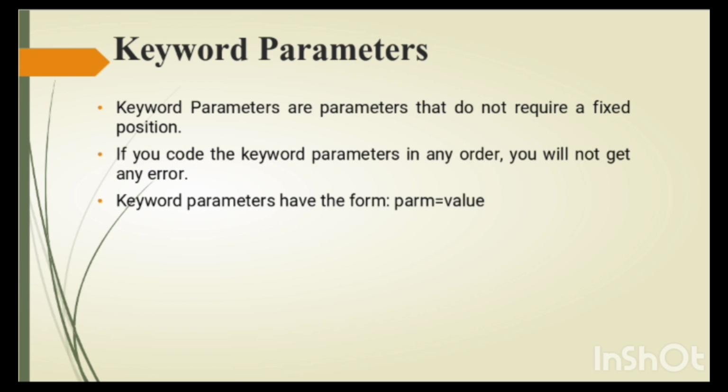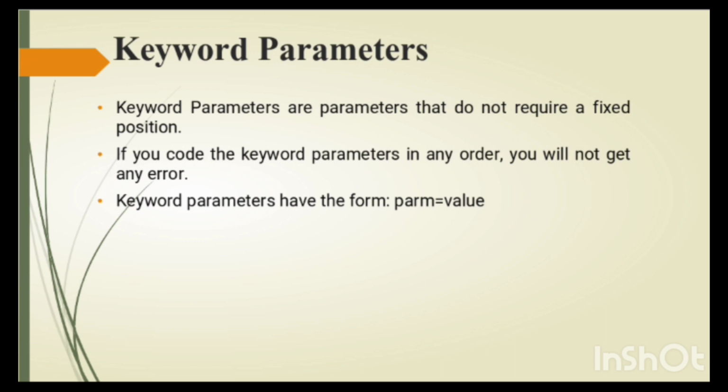The keyword parameters are parameters that do not require a fixed position. Unlike positional parameters, keyword parameters are optional and not in any order. If we code the keyword parameters in any order, we do not get any JCL error.